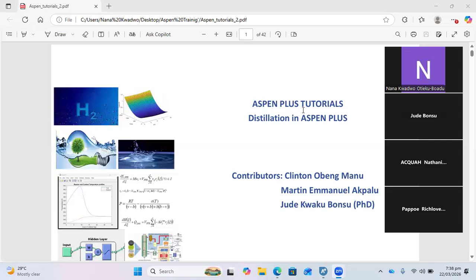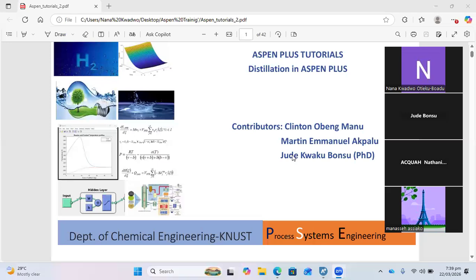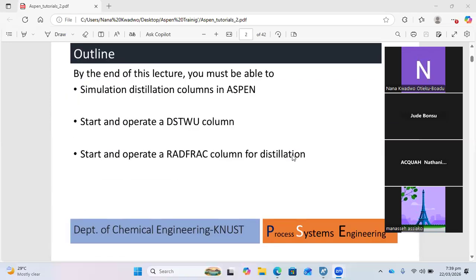So for the one we did previously, we used a simplified reactor. We had a separator. We had a mixer here, a heater here, cooler there. But now we want to look at other units and other blocks like distillation columns, how we can use them for distillation processes, blocks for absorption, some of these things. So that's what we are really going to focus on for today. We are going to look at distillation columns for today.